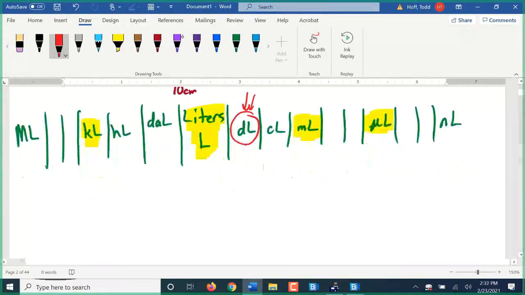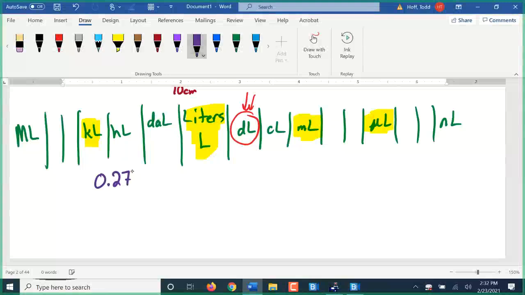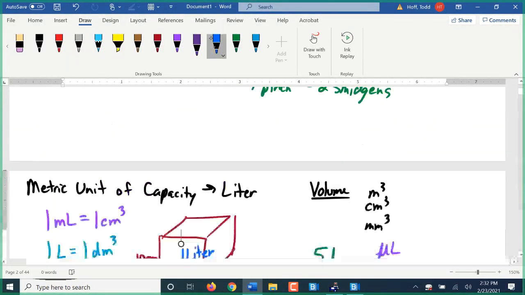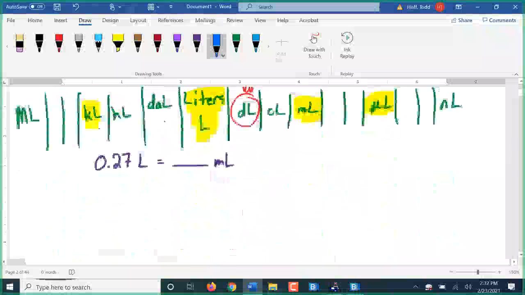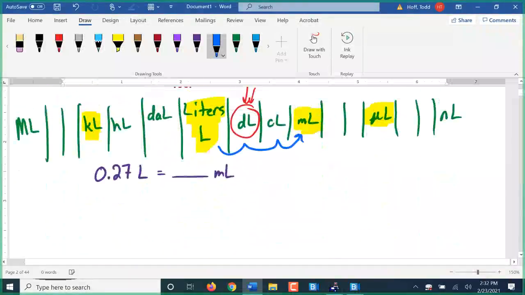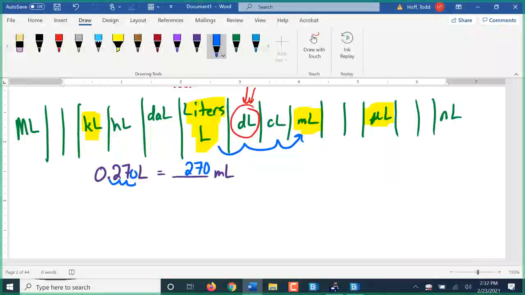The conversions are exactly the same as for meters, centimeters and millimeters. If I have 0.27 liters and I want to convert that to milliliters, going from liters to milliliters is 3 spots to the right on the chart. I move my decimal point 3 spots to the right and add a 0. That 0.27 liters is 270 milliliters. Very common conversion in the medical fields.